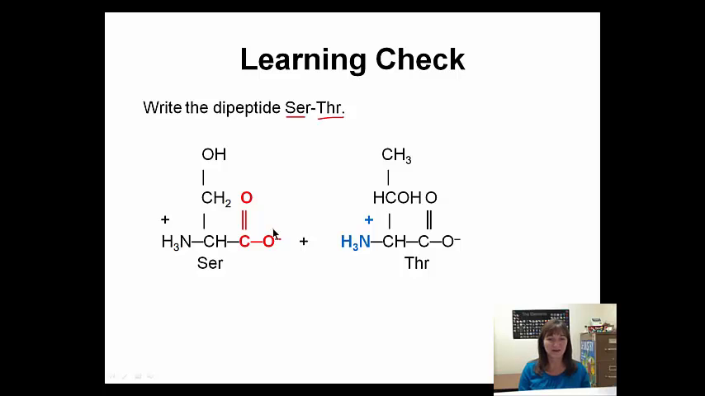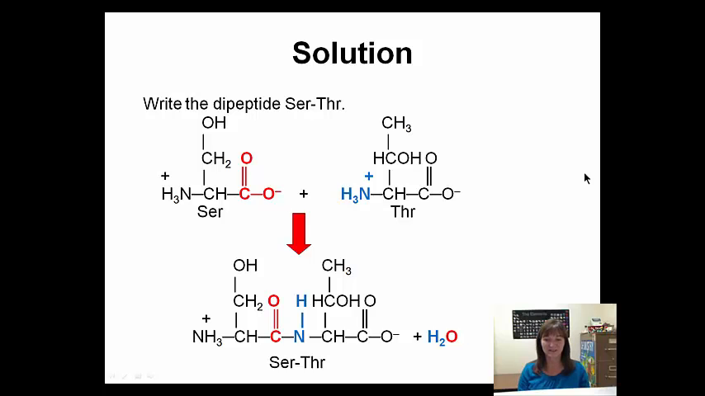And if I was going to write the products, I'm going to take off this oxygen and I'm going to take off 2 of these hydrogens, which is just going to leave us 1 hydrogen on the nitrogen. Okay? And so my answer is going to be this carbon bonded to this nitrogen, and then I'm going to have water as one of my products. So I have that for you here on this slide. Okay, so here is my peptide bond right there. So here, this was serine bonded to threonine.